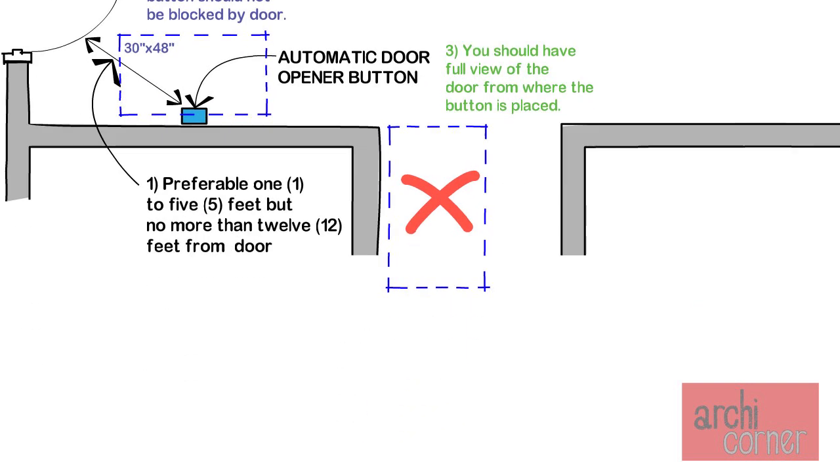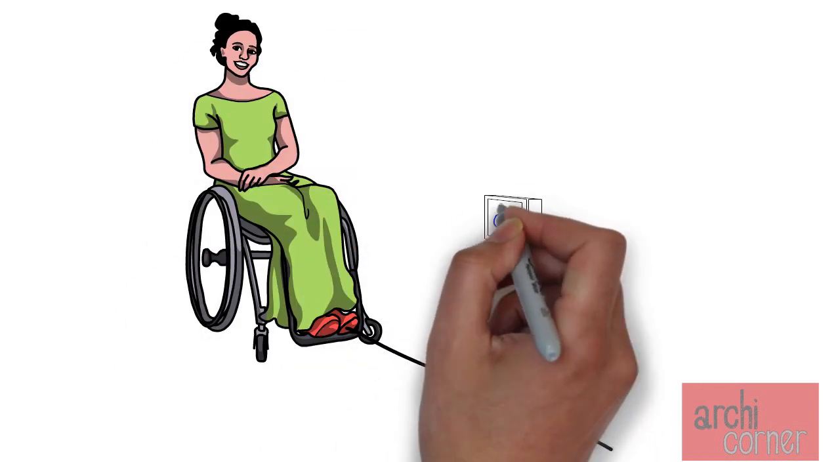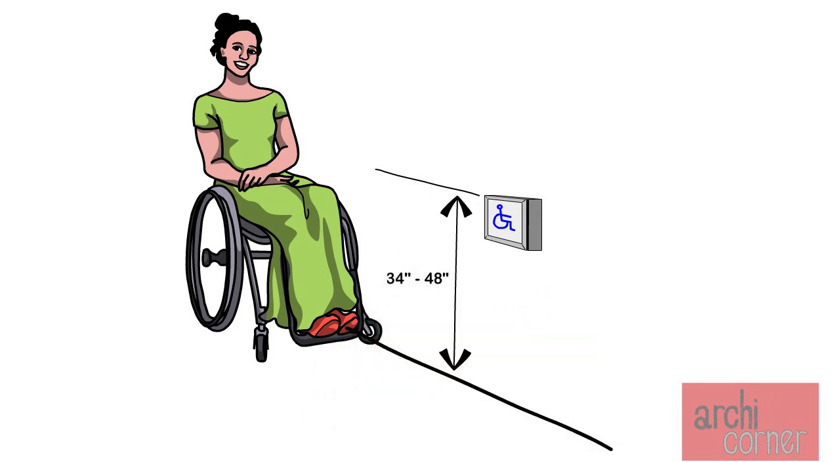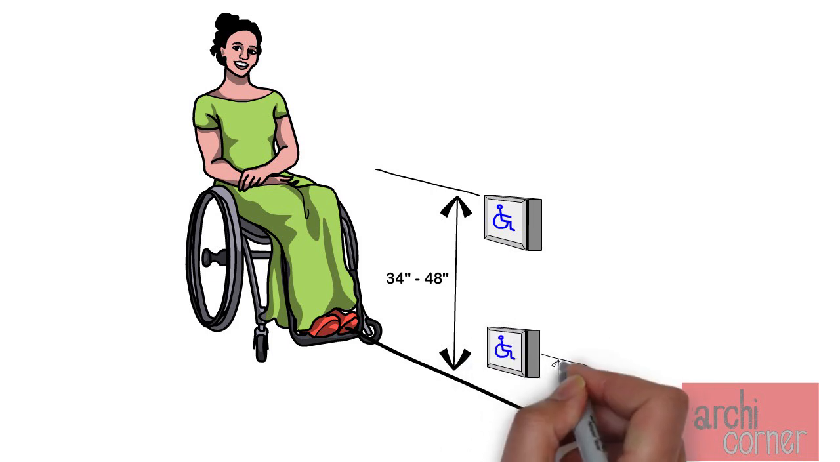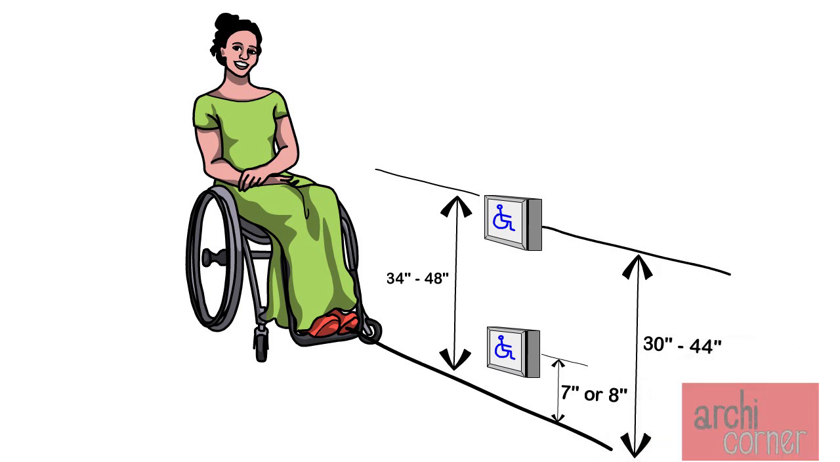Our fourth point talks about the heights. A push button or activation method should be mounted between 34 inches and 48 inches above the floor. Note that some states have more stringent codes. California, for example, also requires a button or activation method 7 or 8 inches above the floor. Also in California, the second push plate above needs to be between 30 inches minimum and 44 inches maximum above the floor. Both of these dimensions are taken to the center line of the push button.